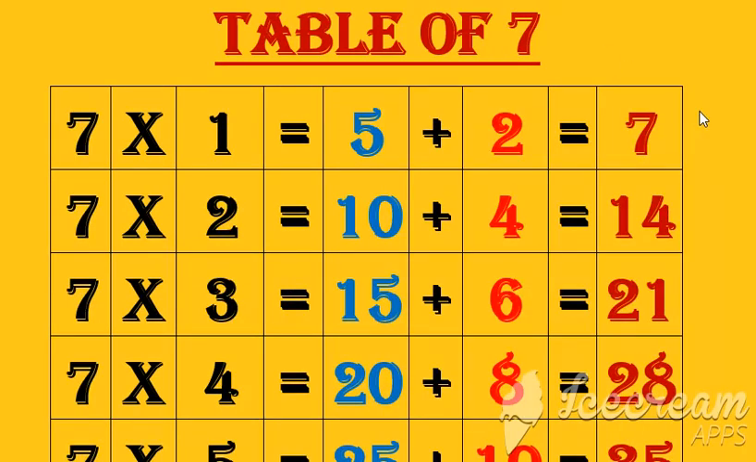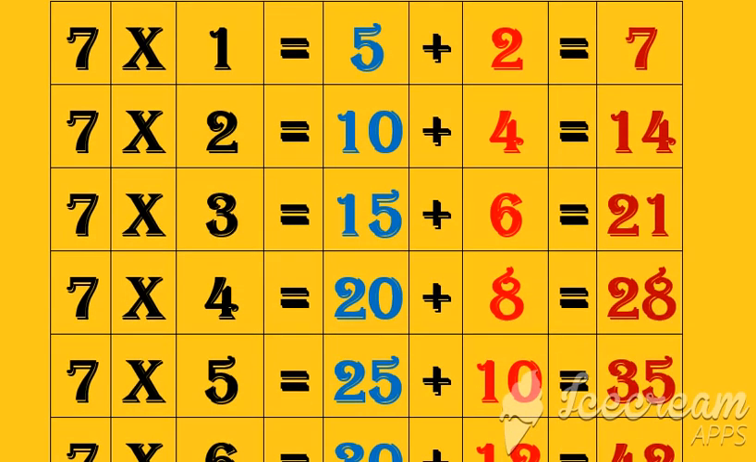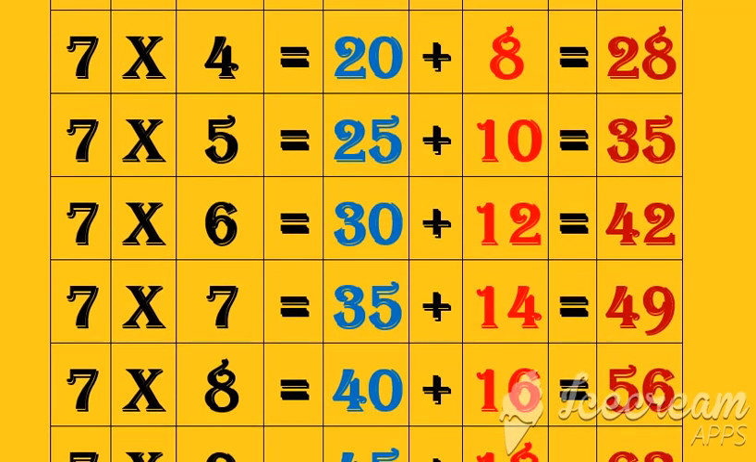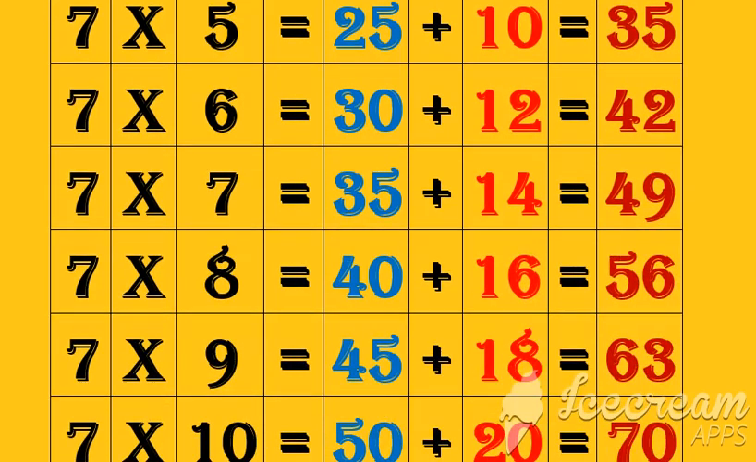Table of 7, if you see, it is written like this. All the blue color numbers are skip counting of 5: 5, 10, 15, 20, 25, 30, 35, 40, 45 and 50.